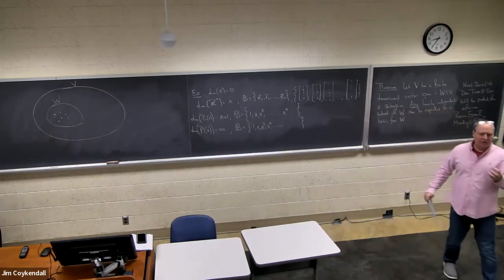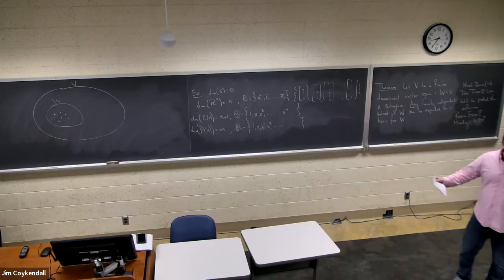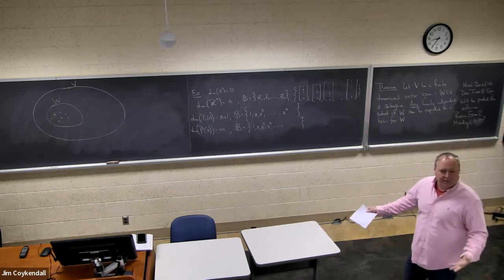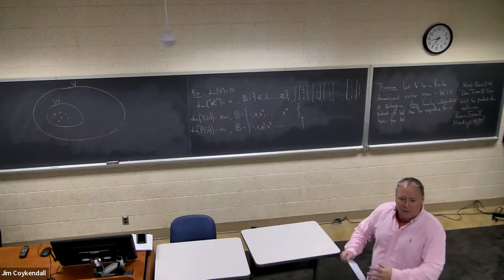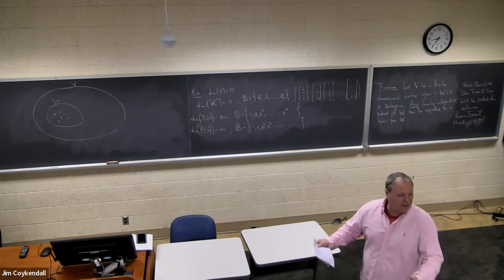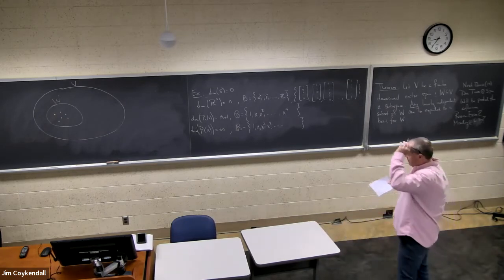I start with some vectors in there that are linearly independent. If they're already a basis, good for them. If they're not already a basis, then I can throw in some more until I get a basis of W.